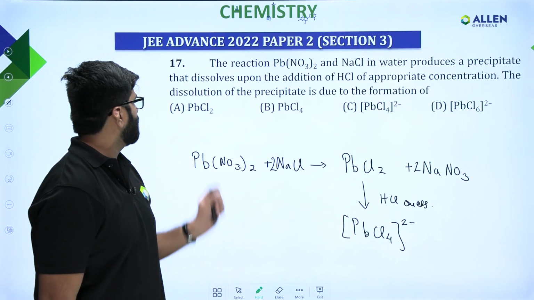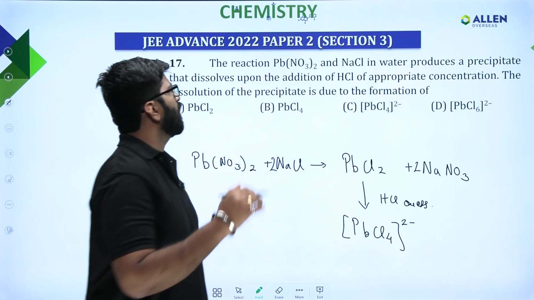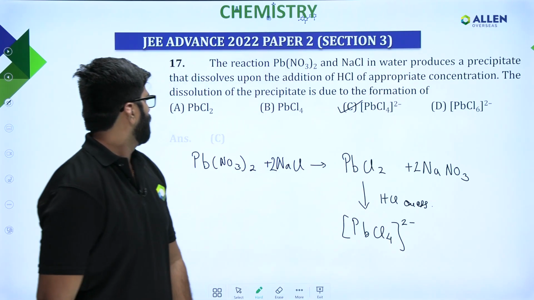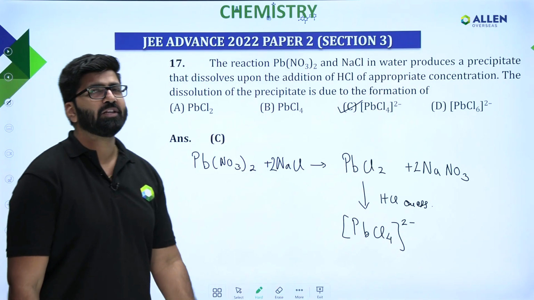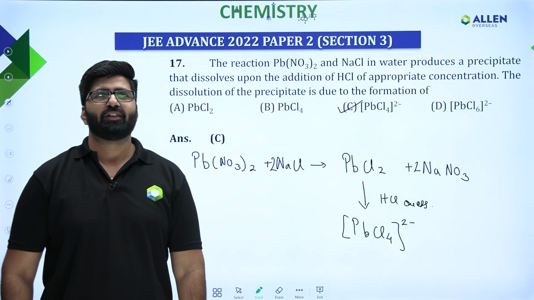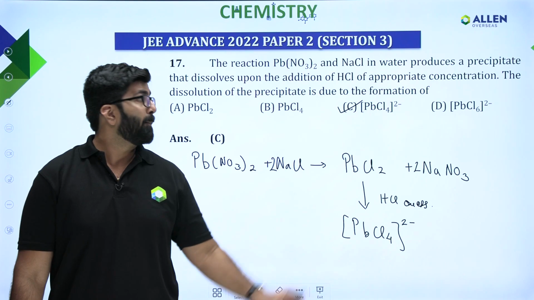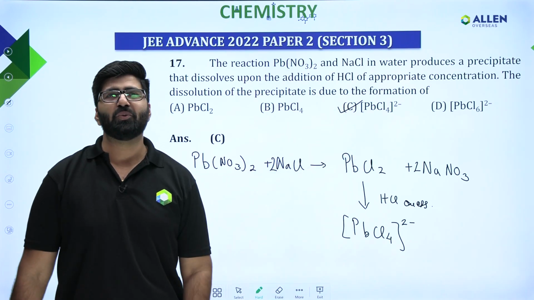Now let's see the option A, B. So your correct option for this is your option C. So as you can see, the correct option for your question number 17 is your third option, or you can say [PbCl4] whole bracket 2 minus.